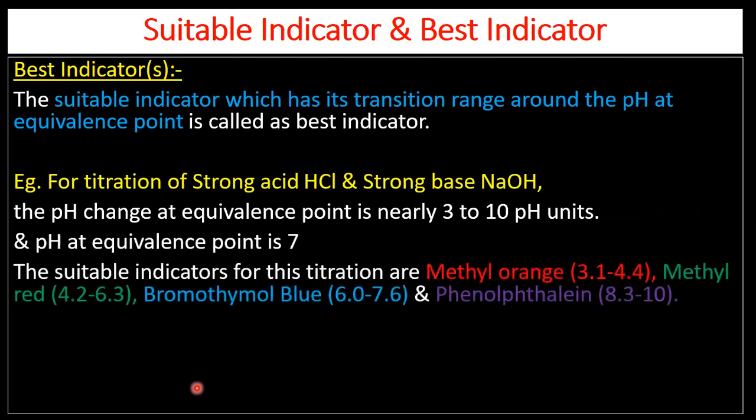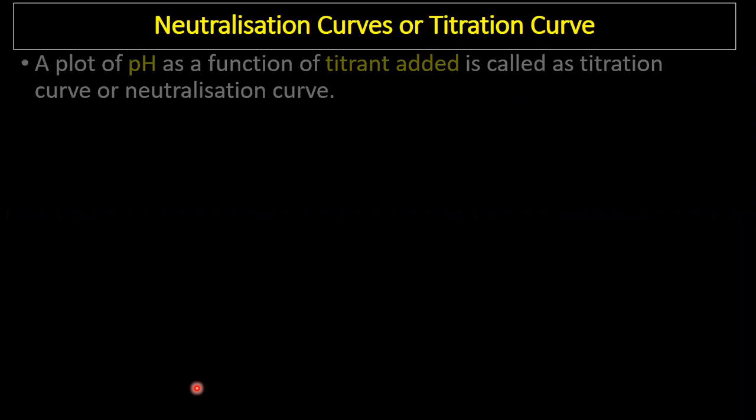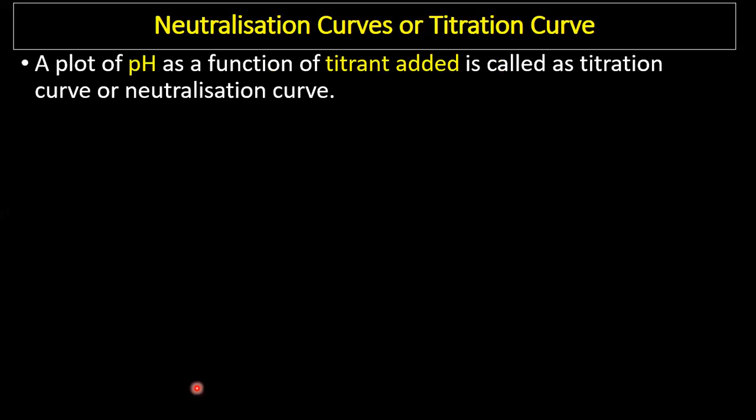Now we will see the heading of the next topic: neutralization curve or titration curve. Definition: what is a neutralization curve? It is a plot of pH as a function of titrant added, called a titration curve or neutralization curve.